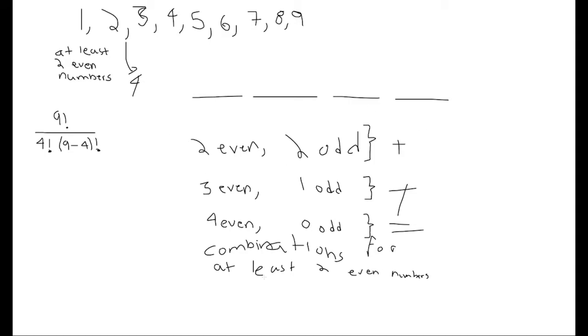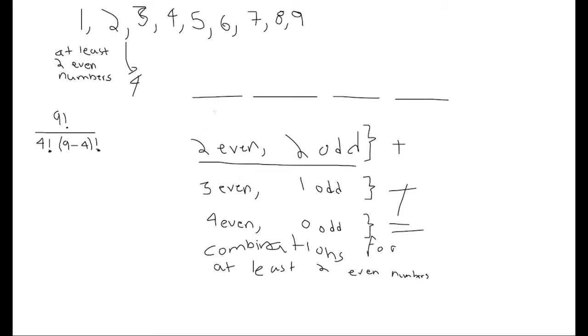So let's actually calculate this. The first thing that we would do is calculate the different combinations for taking 2 even numbers and then 2 odd numbers. Okay, so how would we do that?